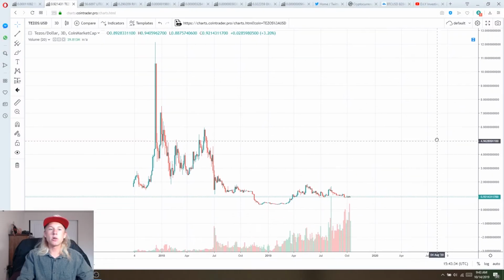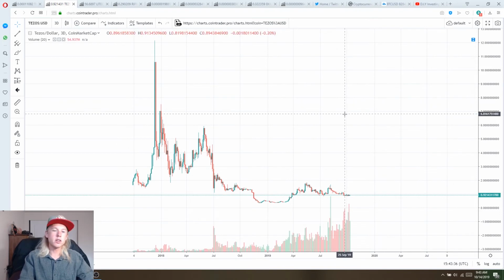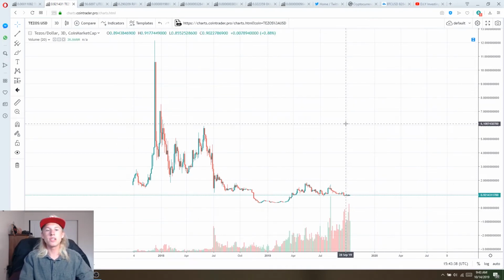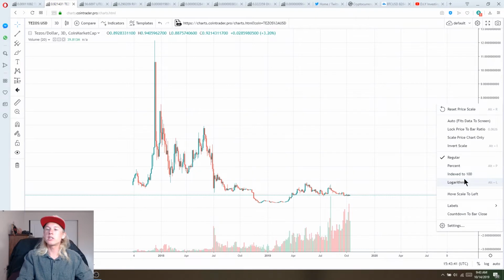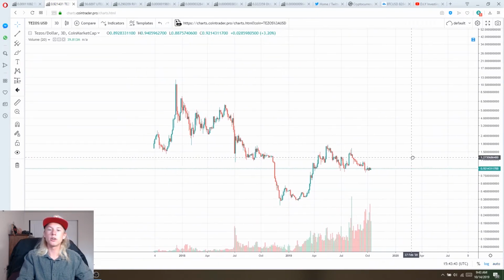Next up on the list is going to be Tezos on the dollar. Now Tezos on the dollar looks a little bit more symmetrical. I do like what I'm seeing currently. I like both charts, but the Tezos on the dollar does look a little bit more bullish.